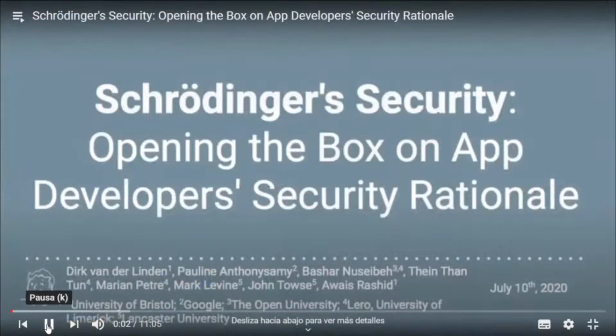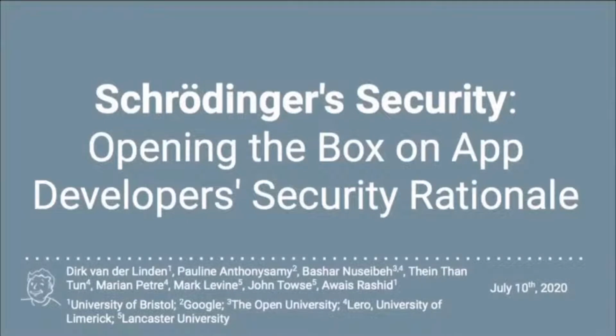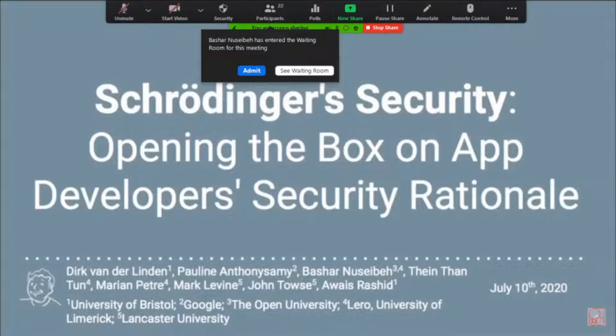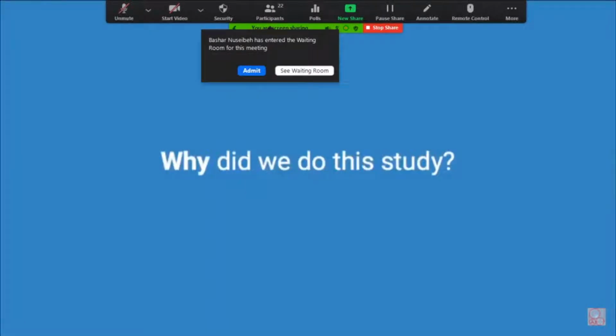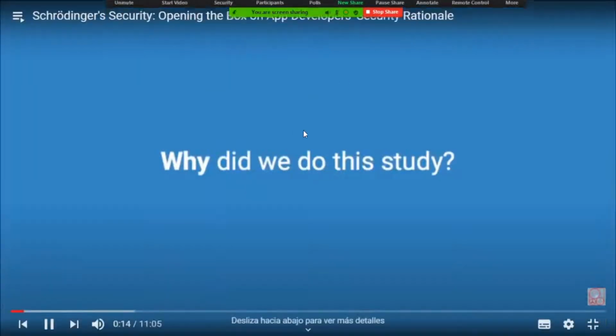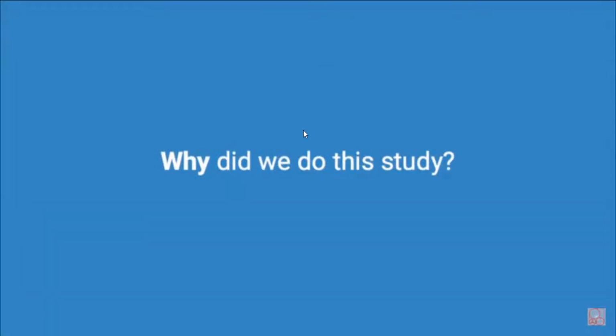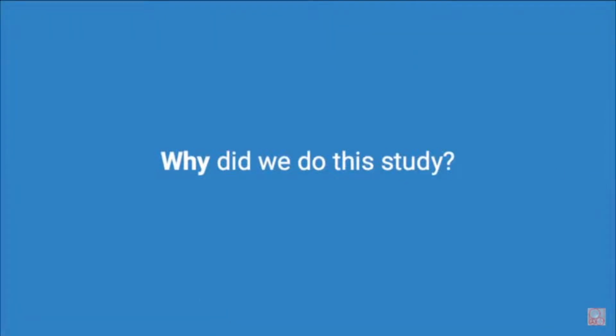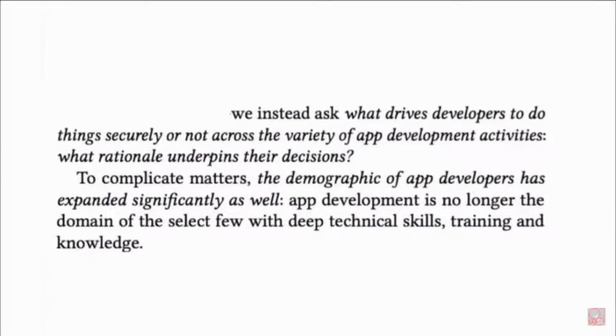Hi everybody, I'm Dirk van der Linden and I'm going to talk to you today about the paper Schrödinger Security, Opening the Box on App Developer Security Rationale. First, why did we do this study? We're a consortium of multiple universities spanning the University of Bristol, the Open University, Exeter University and industrial colleagues from Google, really interested in understanding what drives developers to do things securely or not.